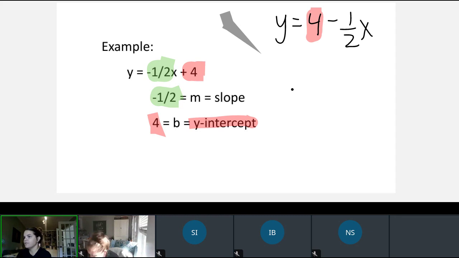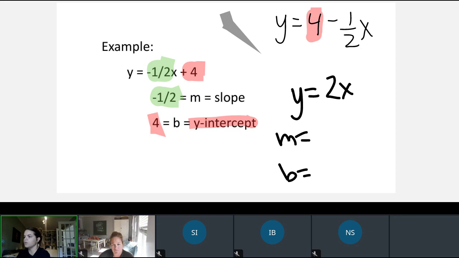So what if this was my function? Y equals 2x. What would my slope be, and what would my y-intercept be? What do you think for slope? What's the slope here? Remember, slope is the number in front of x. So what would our slope be? Good, 2, exactly. What about the y-intercept?